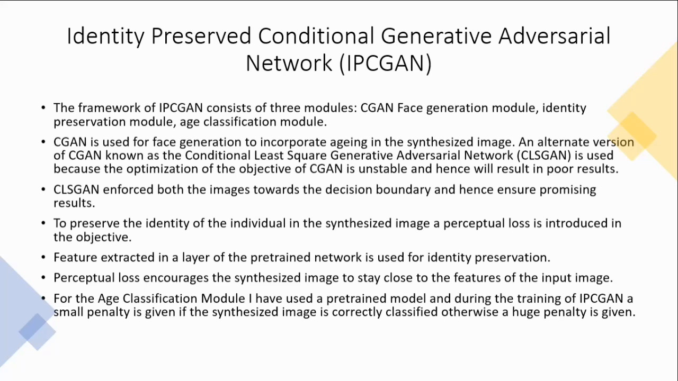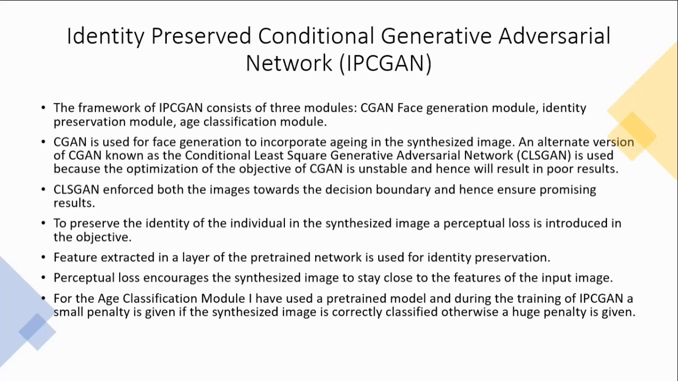The least square generative adversarial network enforces the image towards the decision boundary and hence ensures promising results. To preserve the identity of the individual in the synthesized image, a perceptual loss is introduced in the objective. Features extracted in a layer of the pre-trained network are used for identity preservation.